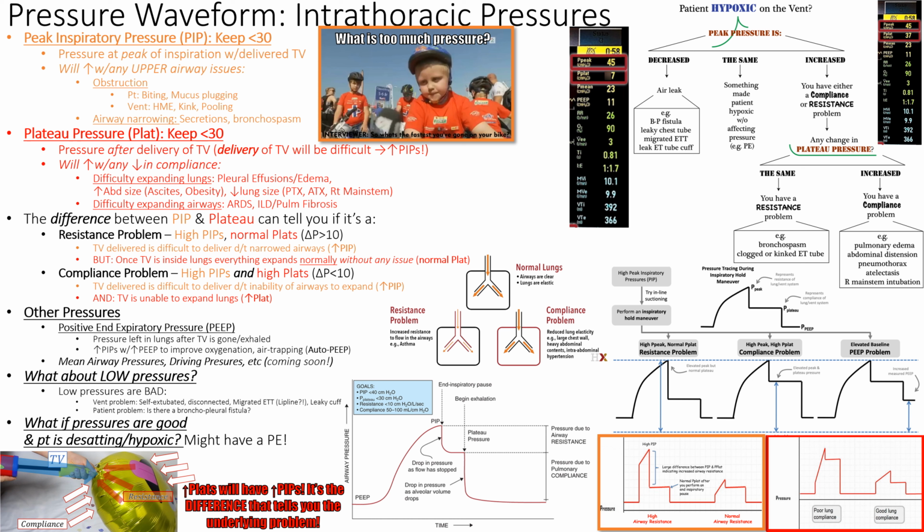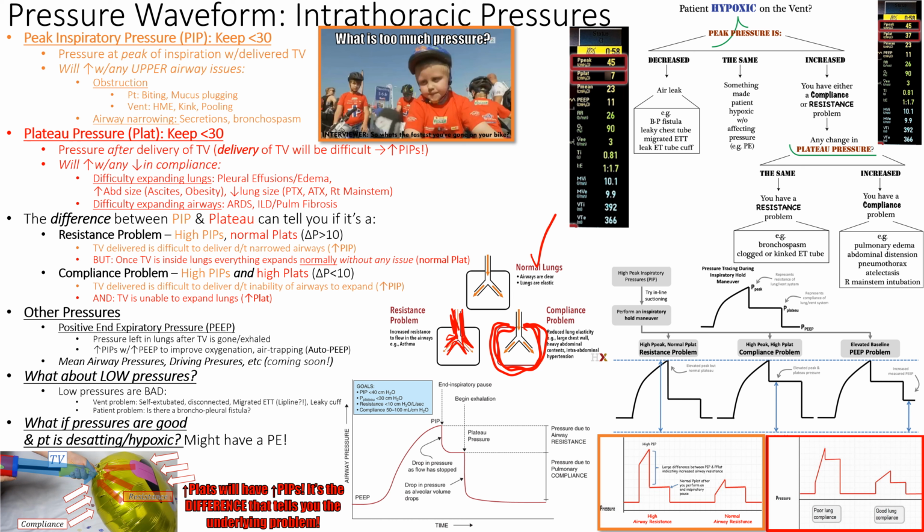All right, so PIPs less than 30. PIPs is, again, an upper airway problem. If we look at this little diagram right here, here's normal lungs. If we have a resistance problem, that's the upper airways being resisted. There's a problem getting the air into the lungs themselves. Whereas if I have a plateau pressure that's elevated, that's a difficulty with compliance. The lungs cannot expand, right? My PIPs are going to go up too, but the problem was an inability of the lungs to expand. It wasn't an upper airway problem, it was a lower airway problem.